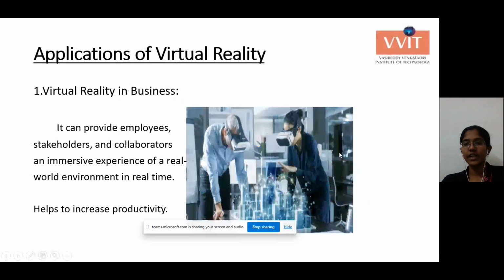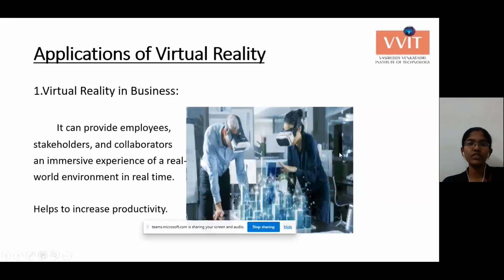Coming to virtual reality in entertainment, virtual reality is used in movies and it is also used for gaming purposes. It is used to make the user feel himself or herself to be in the virtual world.